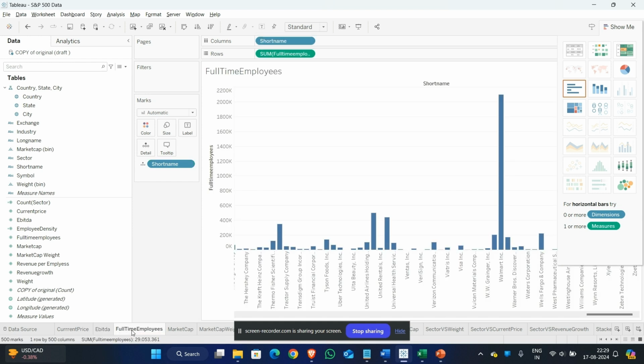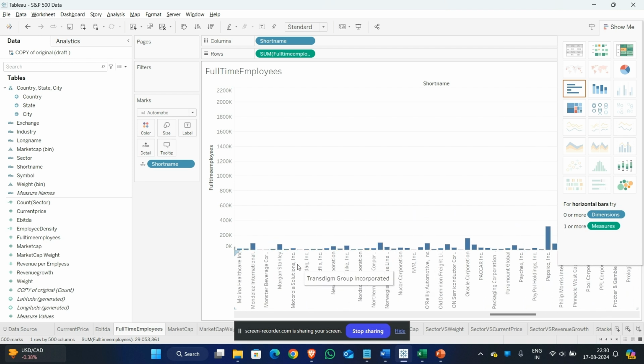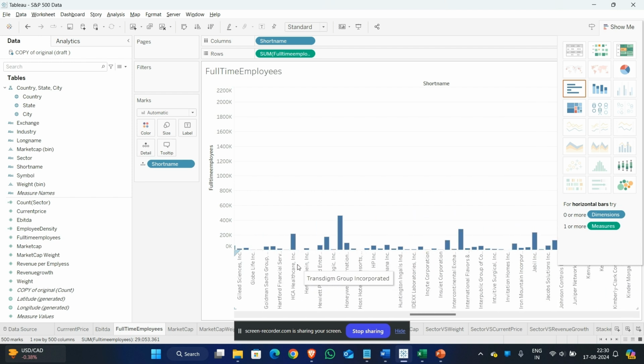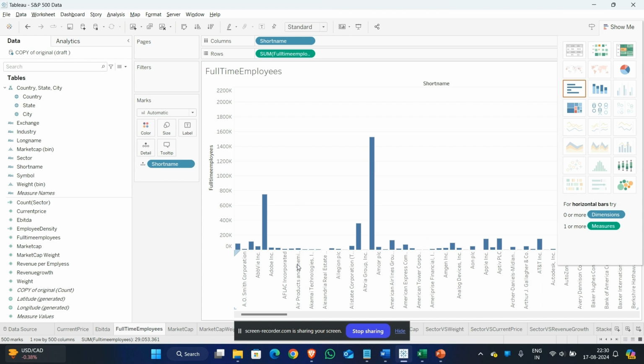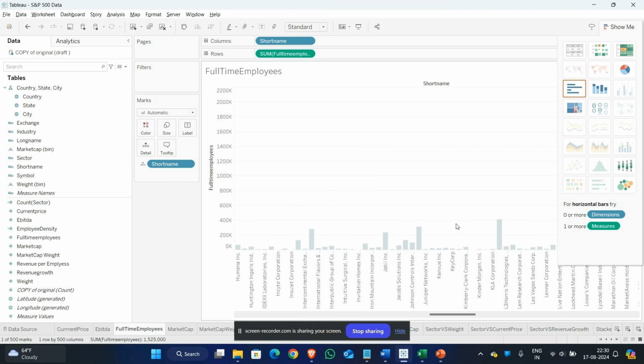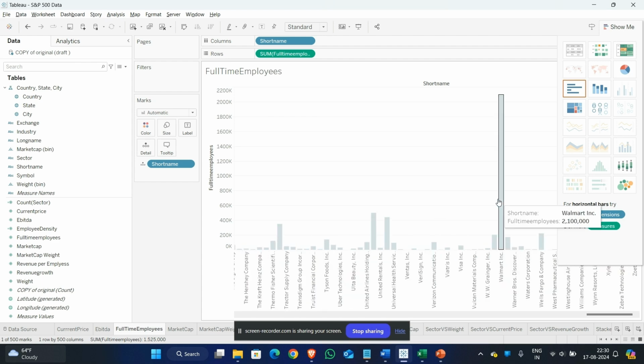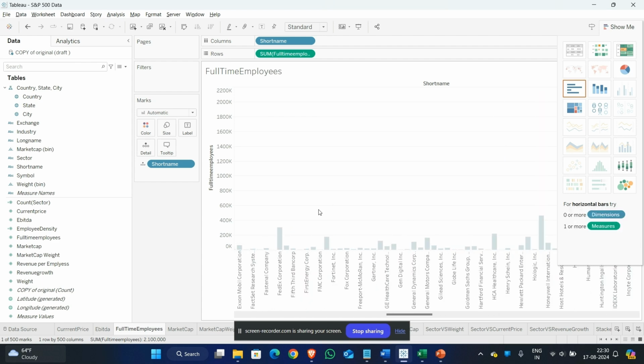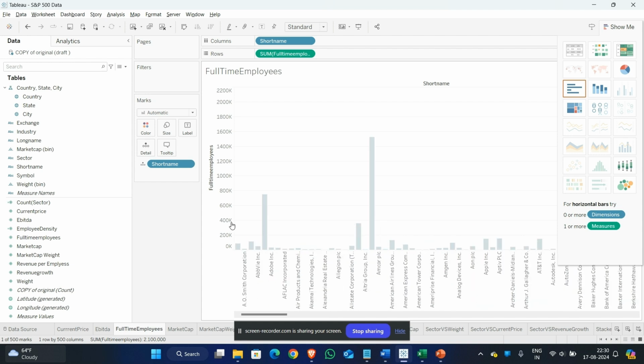Next, we go to the full-time employees, where I chose a bar chart. Short names are going on the x-axis, and on the y-axis, full-time employees. From this visualization, we can clearly see that Amazon and Walmart have the highest number of employees compared to any other companies.